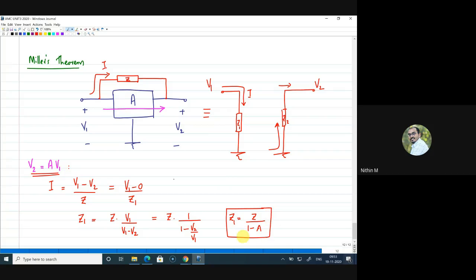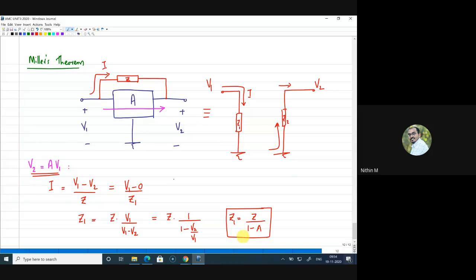Are you with me? So if you have an impedance in the feedback path, you can draw the equivalent of that impedance at the input side as Z1, and to get the value of the new impedance, you can use the formula Z by 1 minus A, where A is the gain in the main signal path. I'll apply the same thing to some circuits to get more clarity. So this is how we obtain the value of Z1.